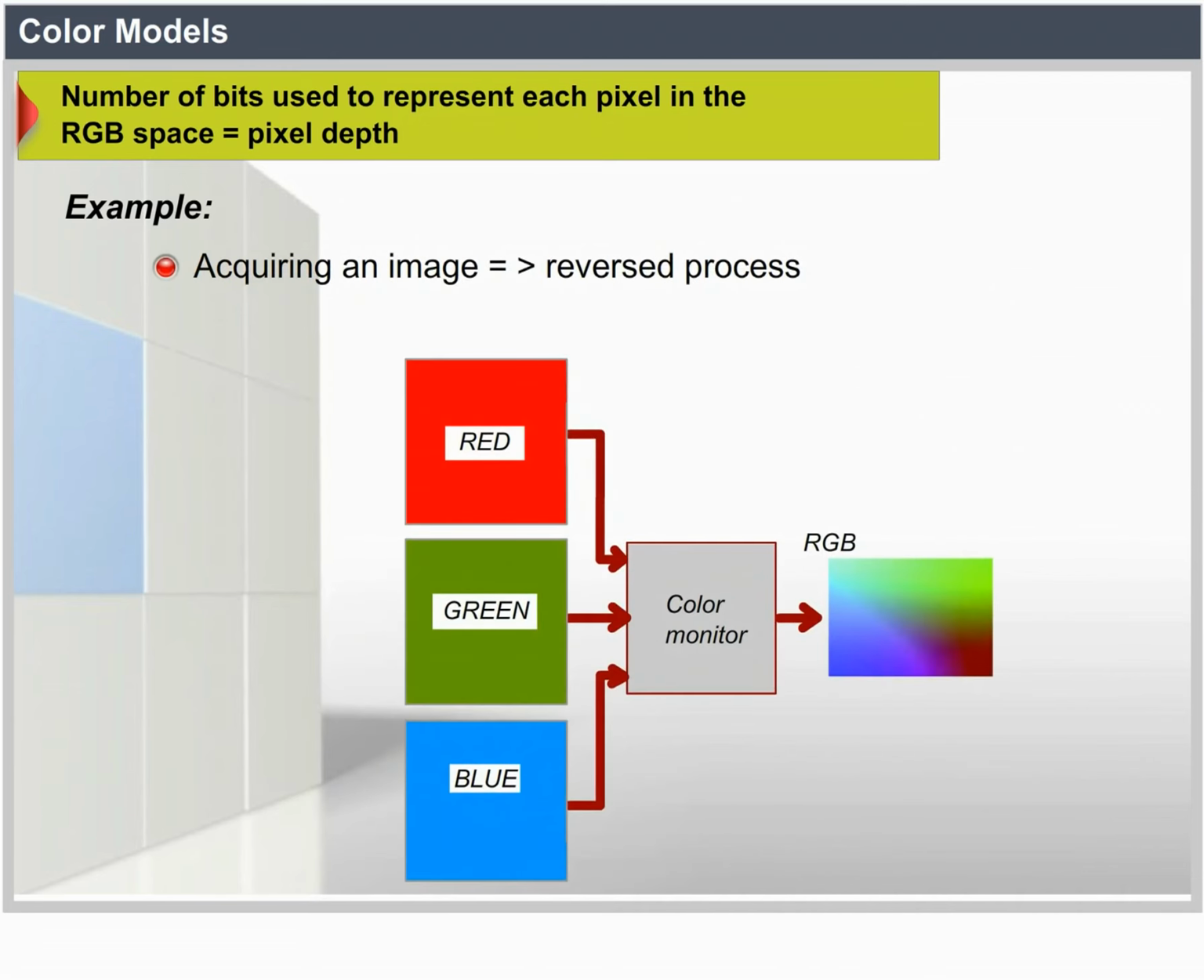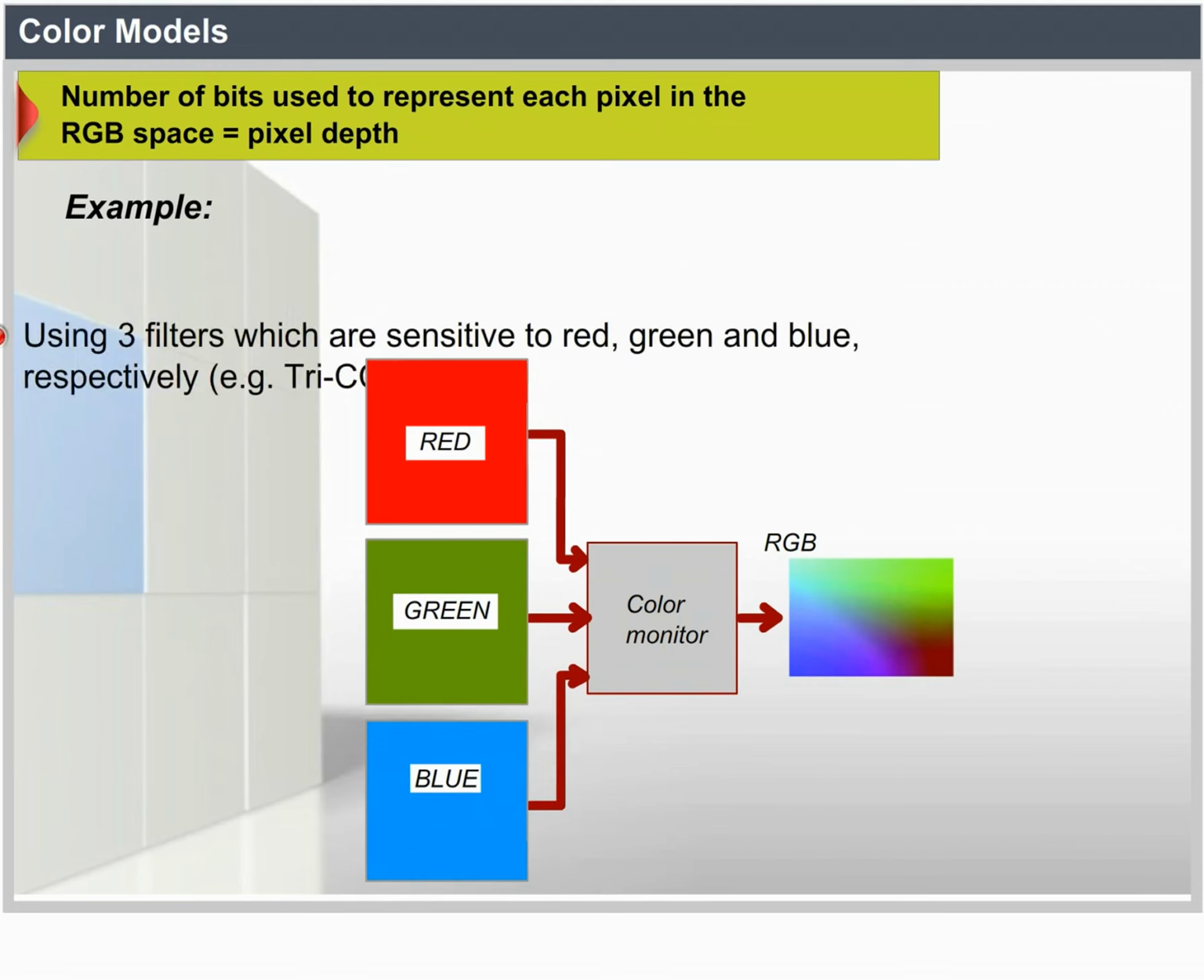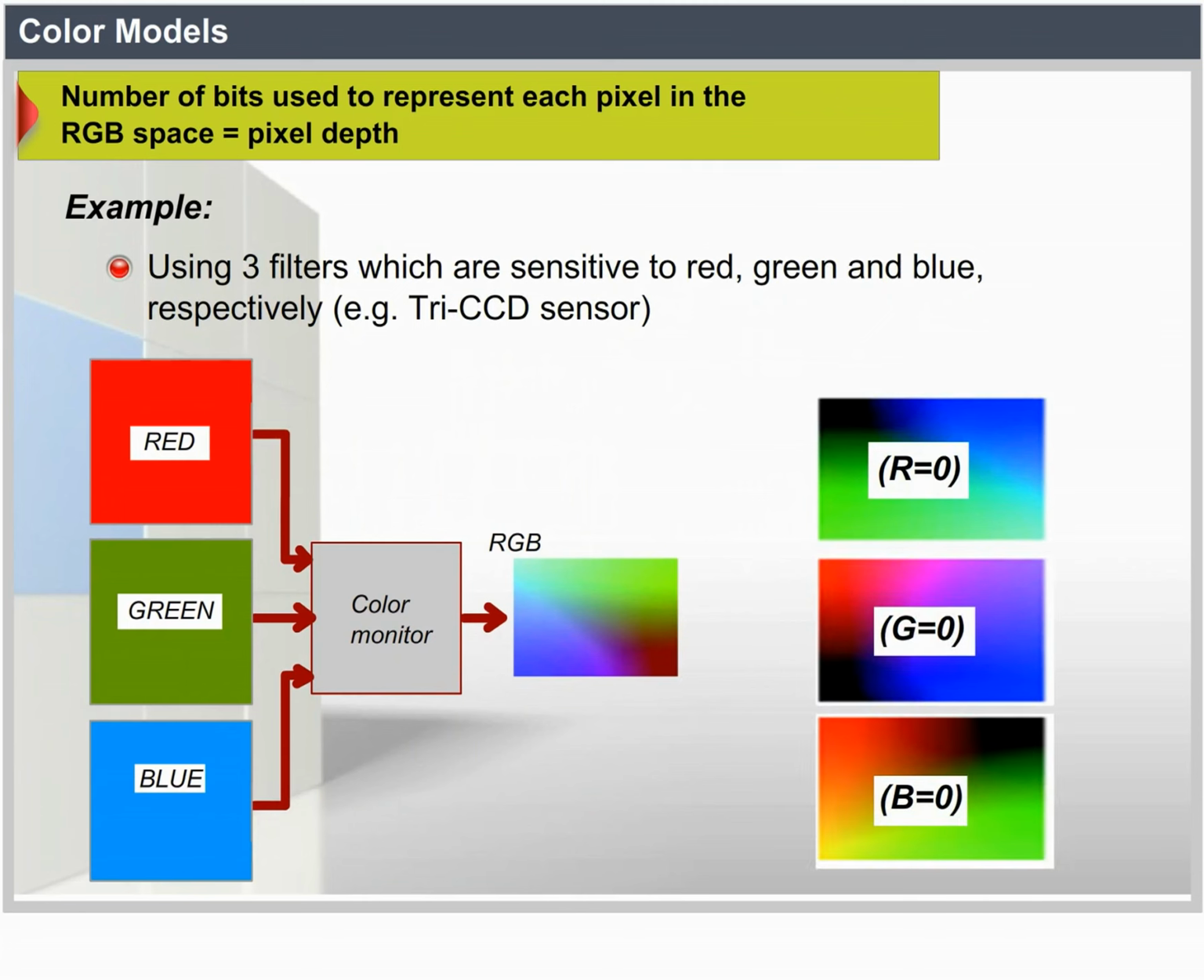Figure shows generation of the RGB image of the cross-sectional color plane. This figure shows the three hidden surface planes in the color cube. Acquiring an image is a reversed process, using three filters sensitive to red, green, and blue, respectively. For example, a CCD sensor.